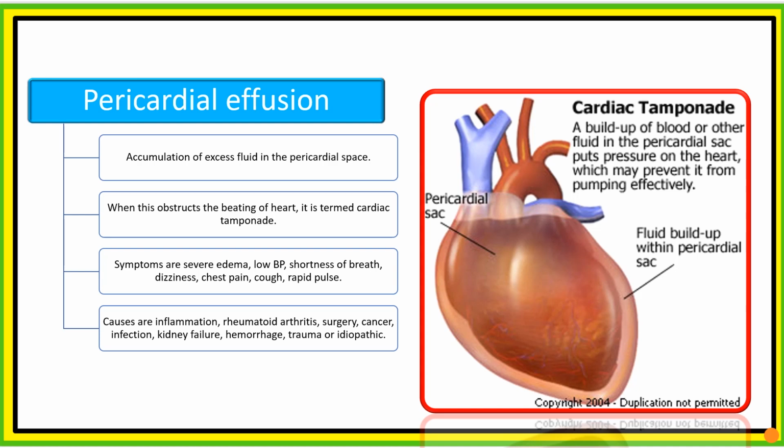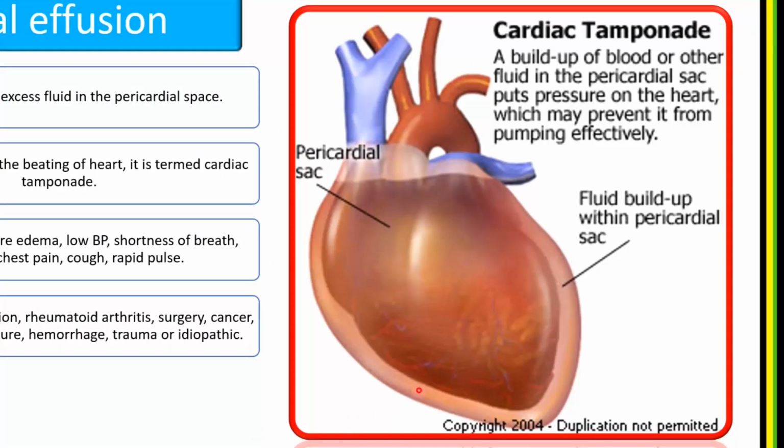Now the next area of interest is some few clinical correlates, and we'll start with pericardial effusion. So first, what is pericardial effusion? It is the accumulation of excess fluid in the pericardial space. Now the heart we are seeing here has fluid filling its pericardial cavity. When this obstructs the beating of the heart, it is termed cardiac tamponade. So this is a case of cardiac tamponade.